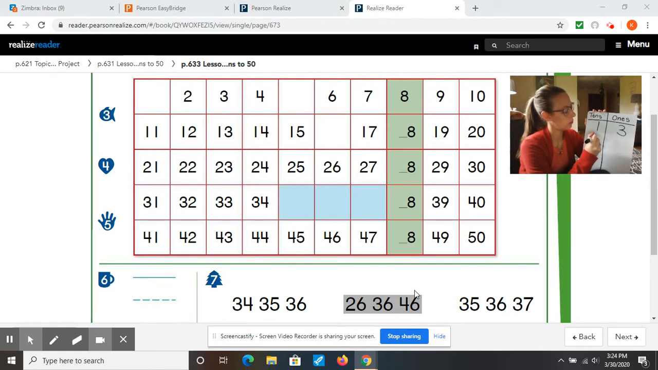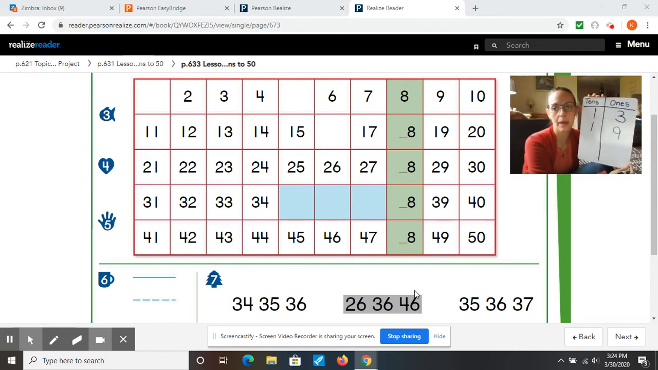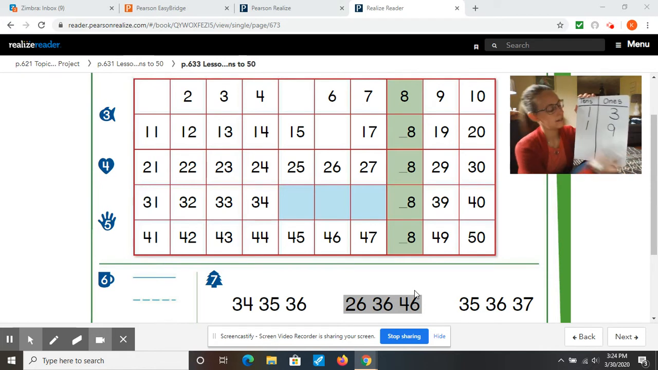19, a 1 and a 9. So we would read it like this: a 1 in the tens, a 9 in the ones. That makes the number 19. What about the number 20? It's different. 20 starts with a 2 and has a 0 at the end. So the number 20 has a 2 in the tens place and a 0 in the ones place.